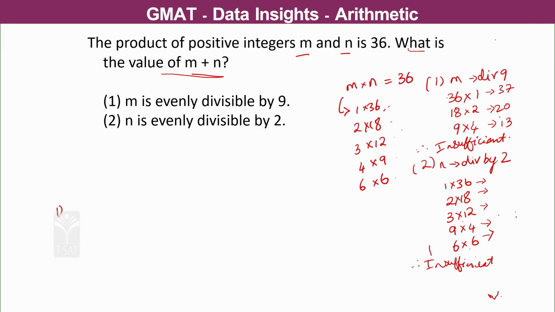Now let's look at statement 1 and statement 2 together. Together they say that m should be divisible by 9 and n should be divisible by 2.